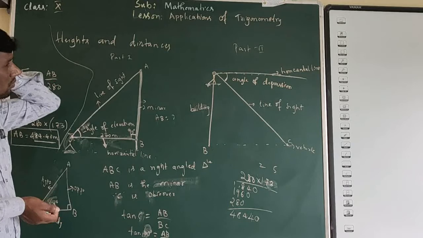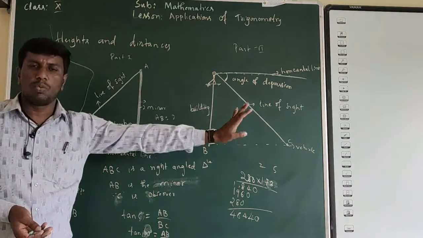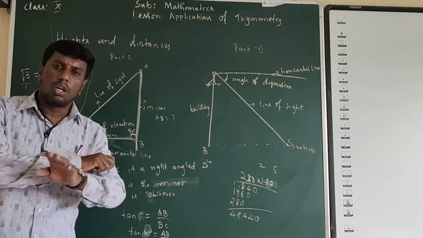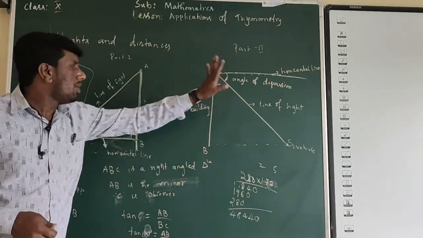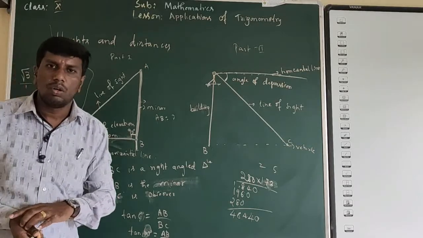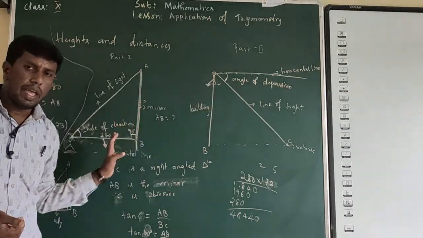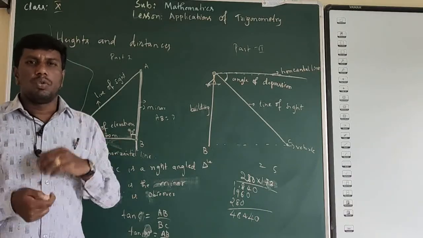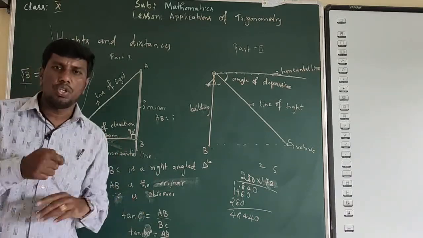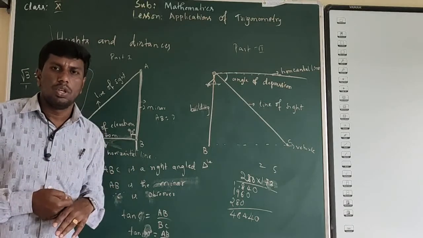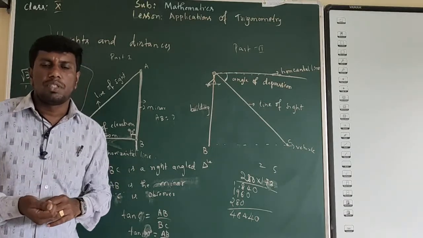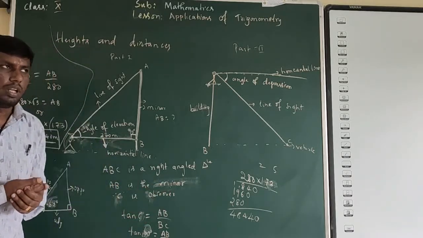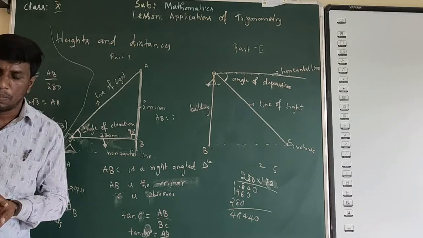So we'll see. We have so many examples in this lesson. Okay, all are either angle of depression or angle of elevation concepts only. So we will come to know where we have to use the trigonometric ratios, which ratio we need to use, and how to find the missing side. Those things we will see in this lesson. Okay.